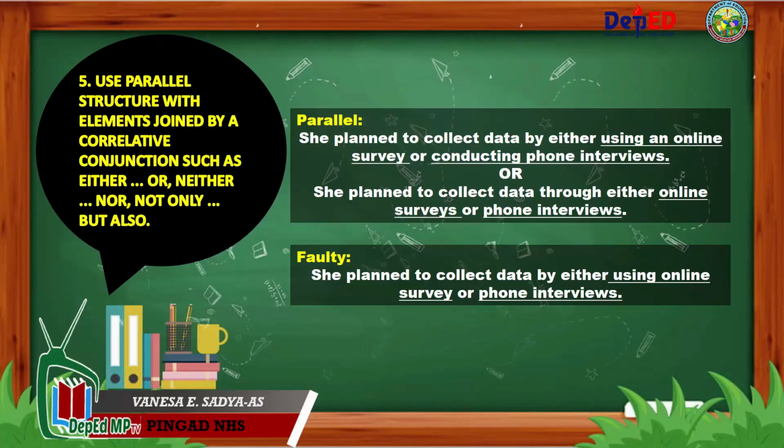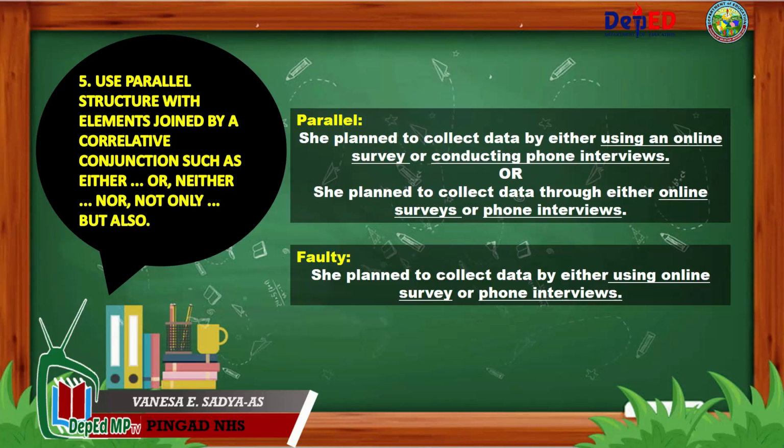Next one. Number 5, we have the use of parallel structure with elements joined by a correlative conjunction. In the example, we have she planned to collect data by either using an online survey or conducting phone interviews, or she planned to collect data through either online surveys or phone interviews. Let's try to compare it in the false statement. It says there she planned to collect data by either using online survey or phone interviews.